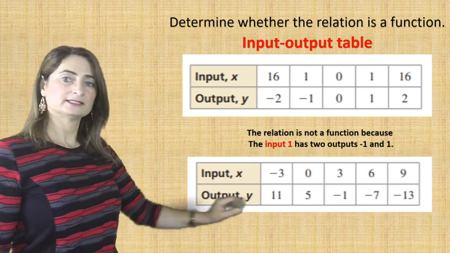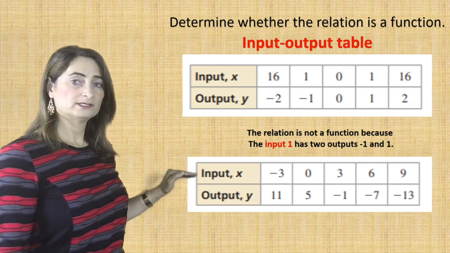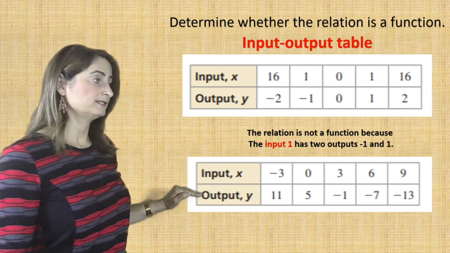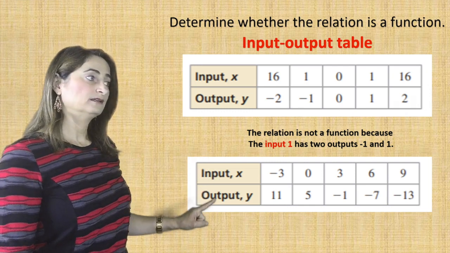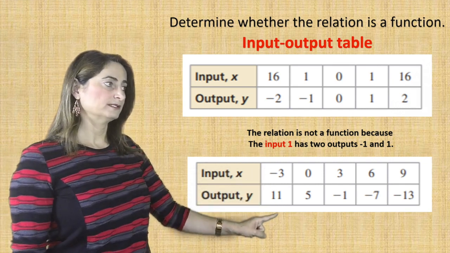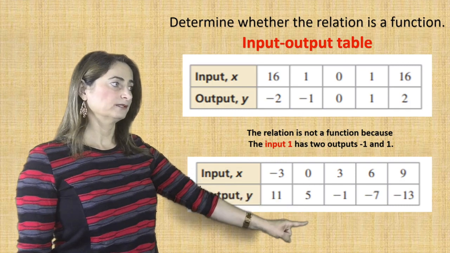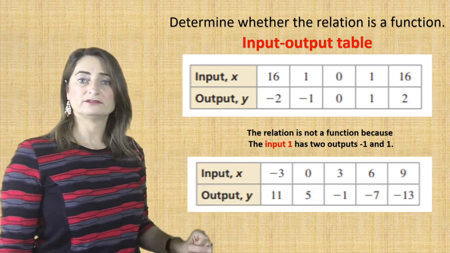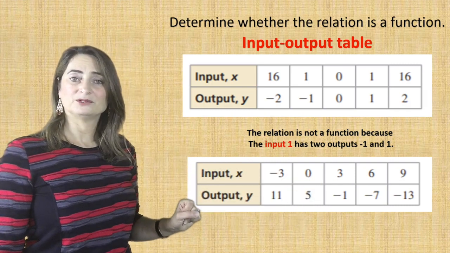Now look at this second table. Again, always the input first, the output is next. -3, the output is 11. 0, the output is 5. 3, the output is -1. 6, the output -7. And 9, the output -13. Does every input has exactly one output?